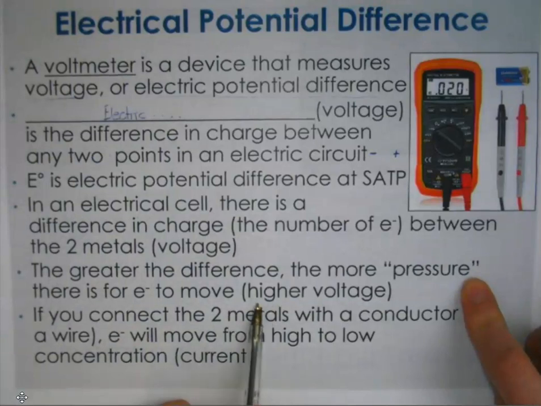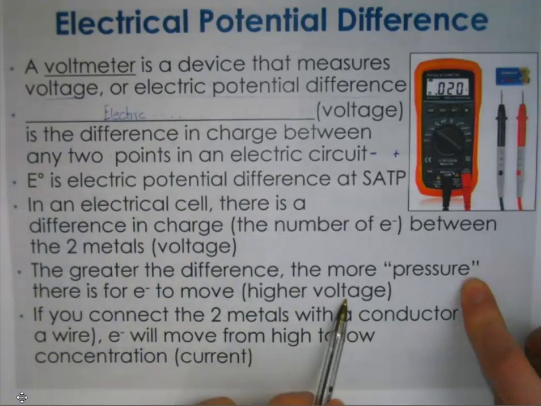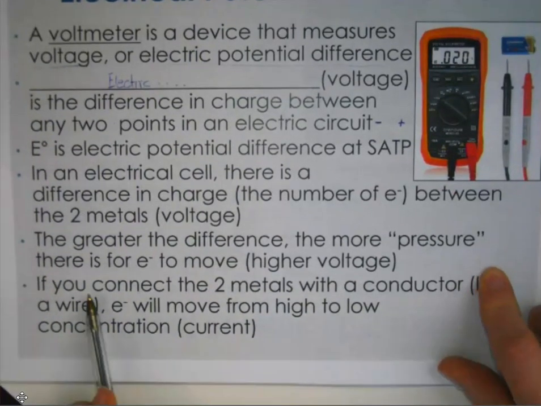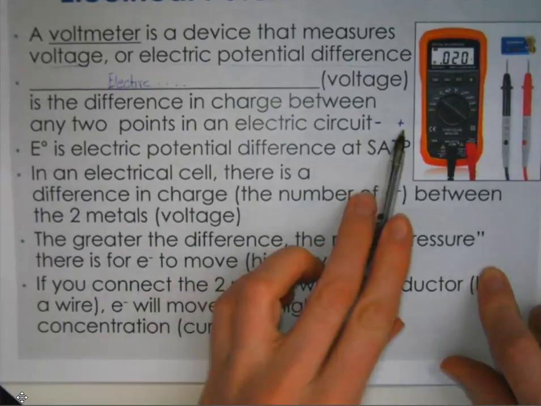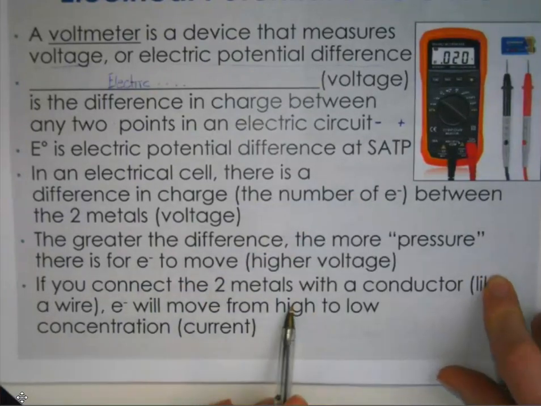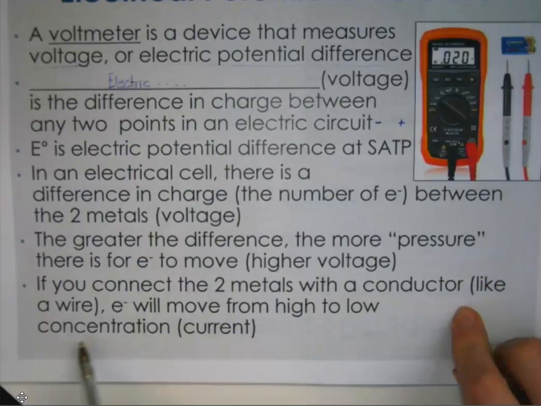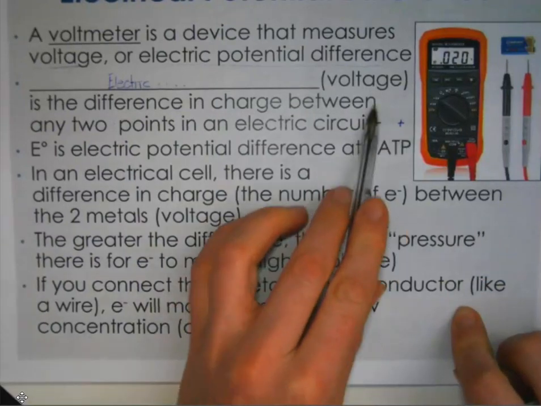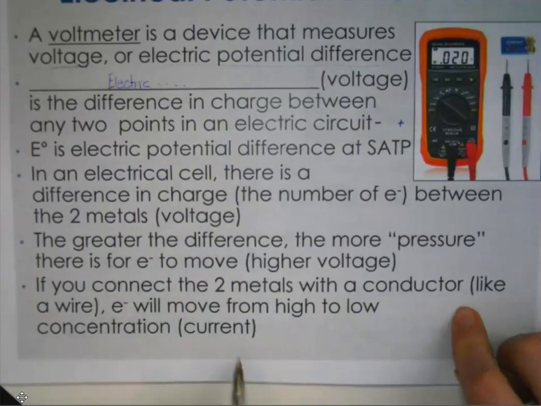So a change in the voltage basically is going to create more pressure for the electrons to move. If you connect the two metals that have different charges, negative and positive, then the electrons want to move from an area of high concentration to low concentration. And when the electrons are moving between those areas of concentration, that's called a current.